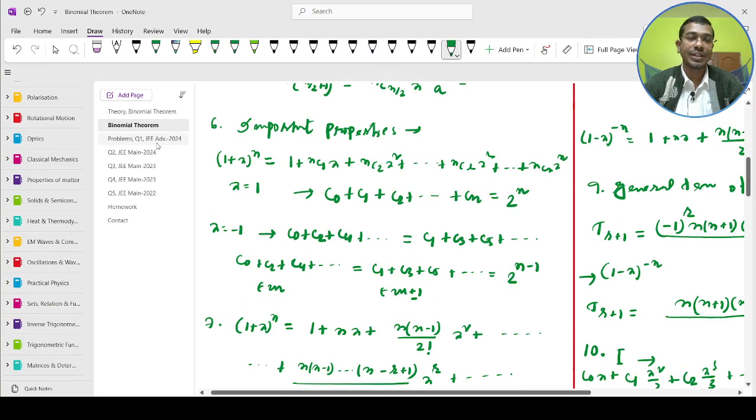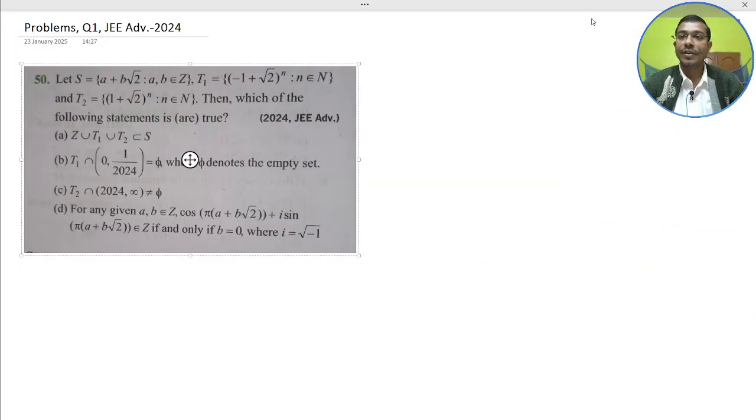We just switched our lecture to a problem discussion session. The first one is coming from JEE Advanced 2024, a recent type of question. It says: let t1 be a + b√2 such that a, b belong to Z, t1 = (-1 + √2)^n where n belongs to natural numbers, and t2 is (1 + √2)^n, n belongs to N. Then which one of the following statements is or are true.